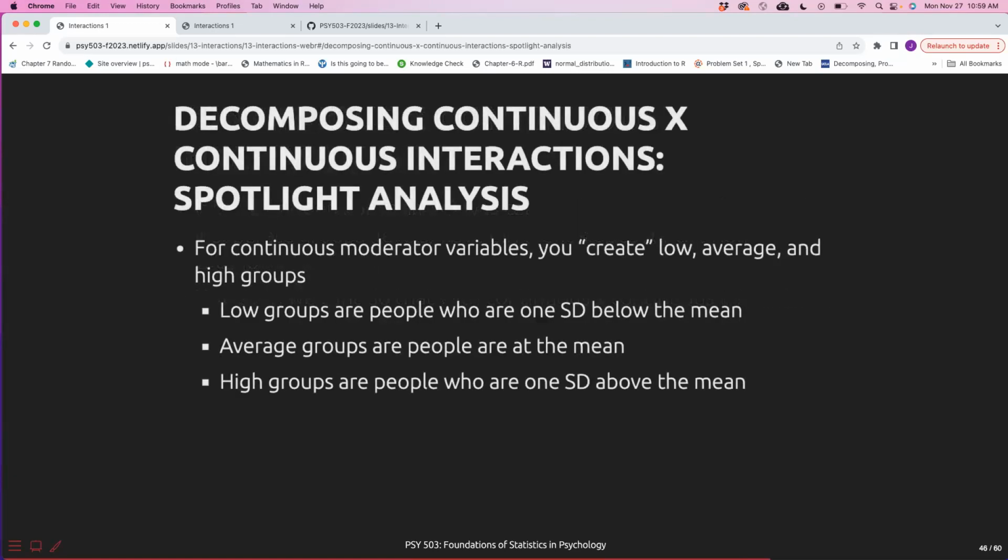What's common when we're dealing with a continuous moderator is that we partition our continuous variable into separate groups. What we usually do is create what's called a low group, an average group, and a high group. Low groups are people who are 1 standard deviation below the mean. Average groups are people at the mean, and high groups are people 1 standard deviation above the mean. So we're doing something very similar to our spotlight simple slopes analysis with a categorical predictor, right? We're essentially creating groups instead of looking at this as one continuous range.